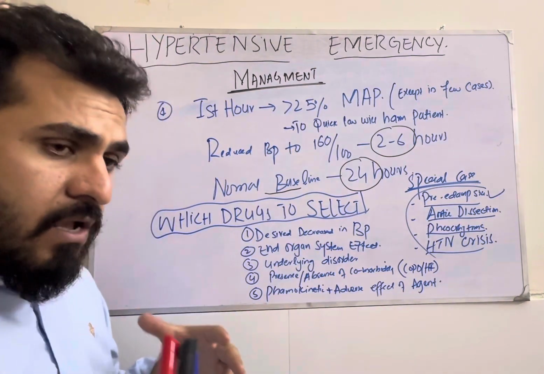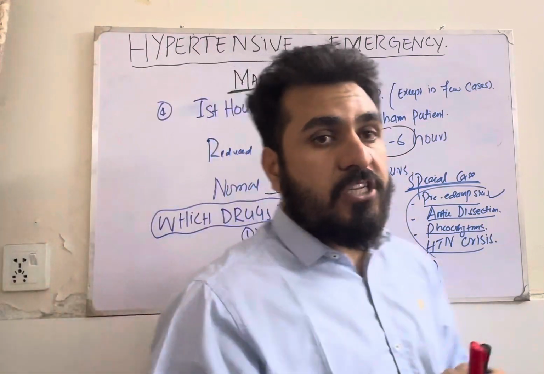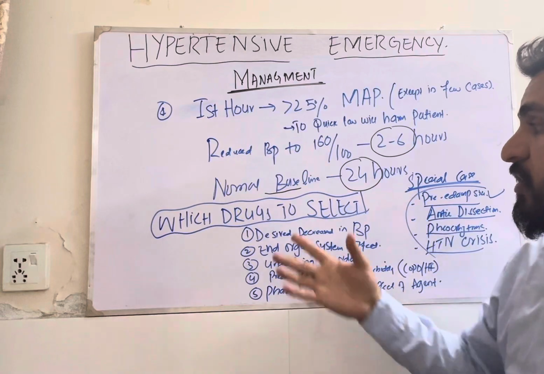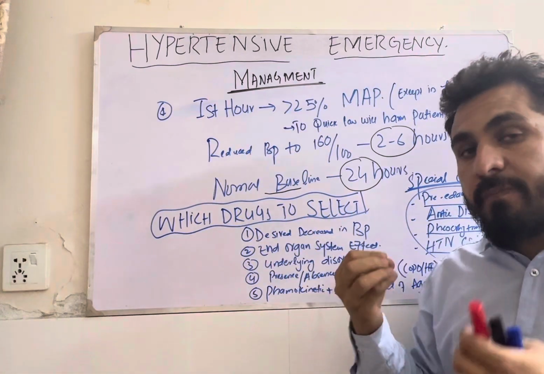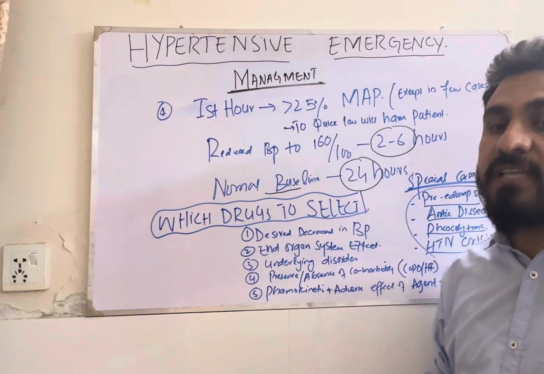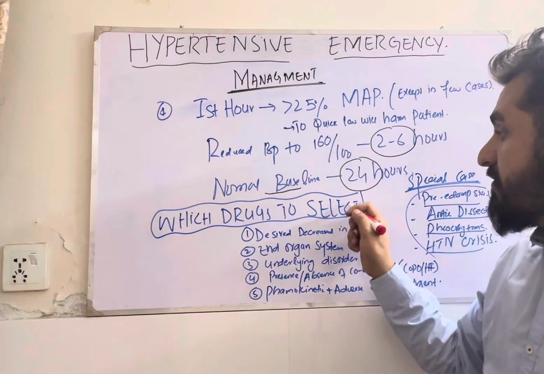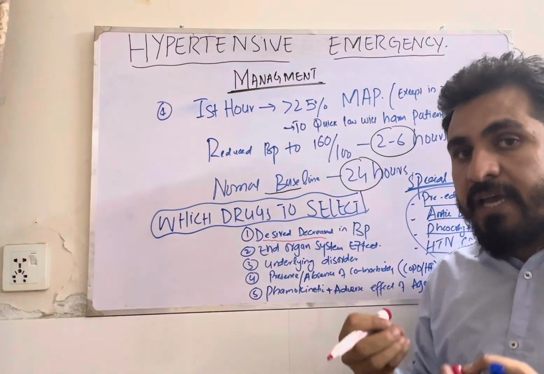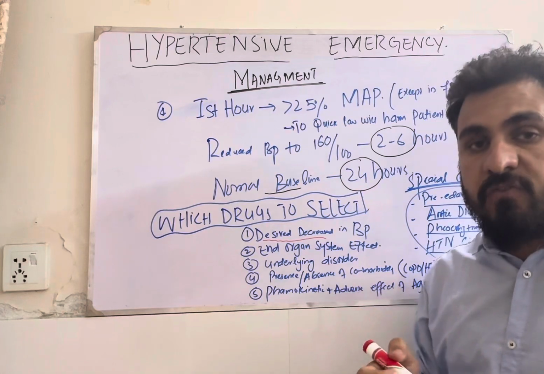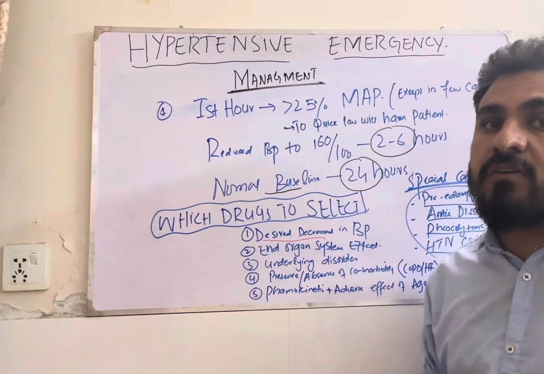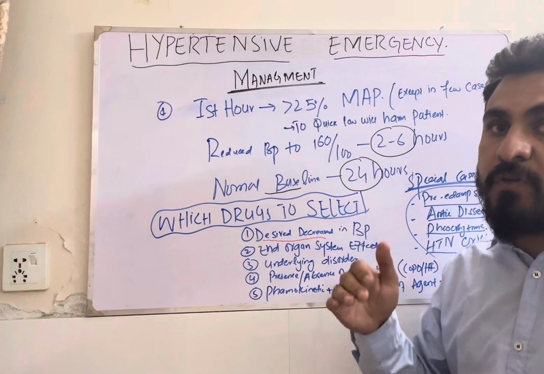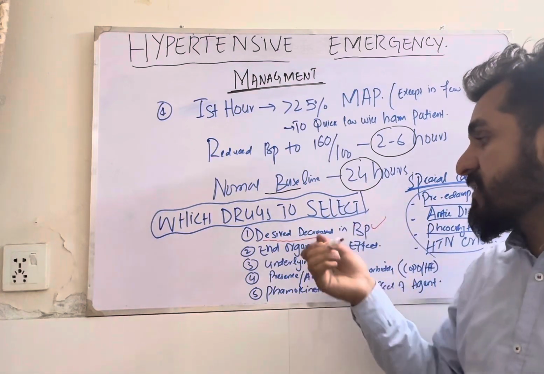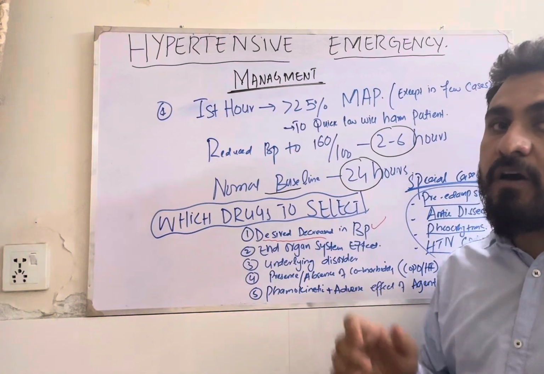So it is very important to know which drugs to select while managing hypertensive emergency. There are some very important points which you should consider while selecting the drugs for management of hypertension. The first thing is, what is your desire, how much you want the BP to be dropped. This is the first step you should consider while selecting the drugs for blood pressure reduction.